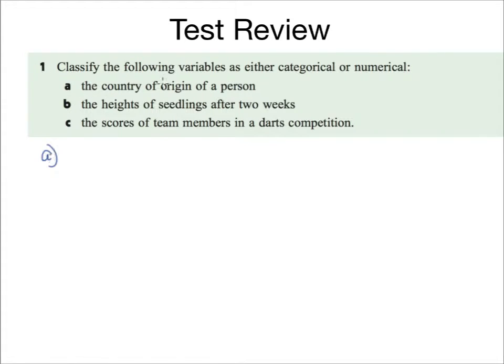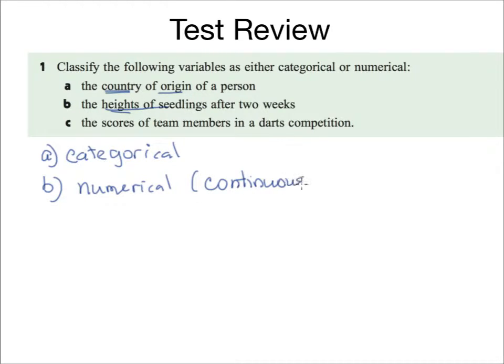Test review question number 1, we're going to classify these as continuous, categoric, or numerical. Well, this is country, so it's categoric. And you might also be asked on the test to classify something as discrete or continuous. So this is numerical, and I would classify it as continuous.